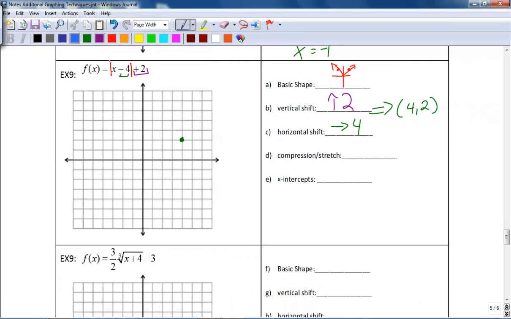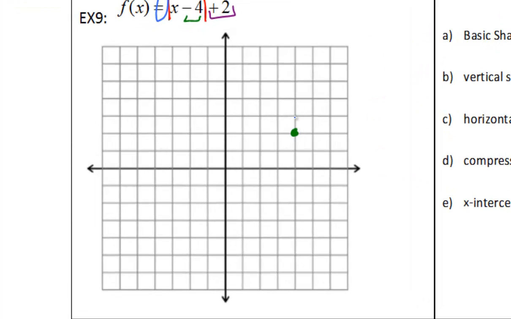Next, compression stretch. Am I multiplying this function by a number? No, there's no number out there, so I can always write 1. Because it's not reflected, I know that I need to go up and left and up and right. And remember, it's up and left and up and right because the key points for the absolute value function are in the same direction. So again, from this vertex, I need to go 1 up and 1 to the left. Again, back to the vertex, 1 up, 1 to the right.